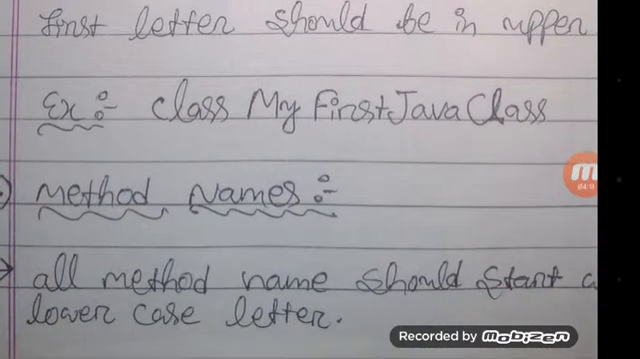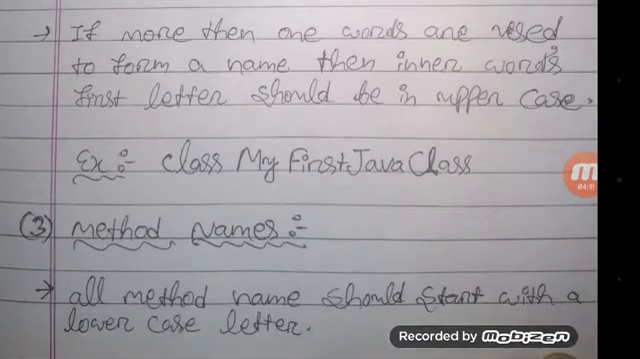Next is method name. All method names should start with a lowercase letter. Your class name should start with uppercase, the first letter uppercase and the next letters lowercase. In method, you can see that all the names should start with lowercase. That means in a method the first letter of the word should start with lowercase. I can explain the method in another video. So thank you.